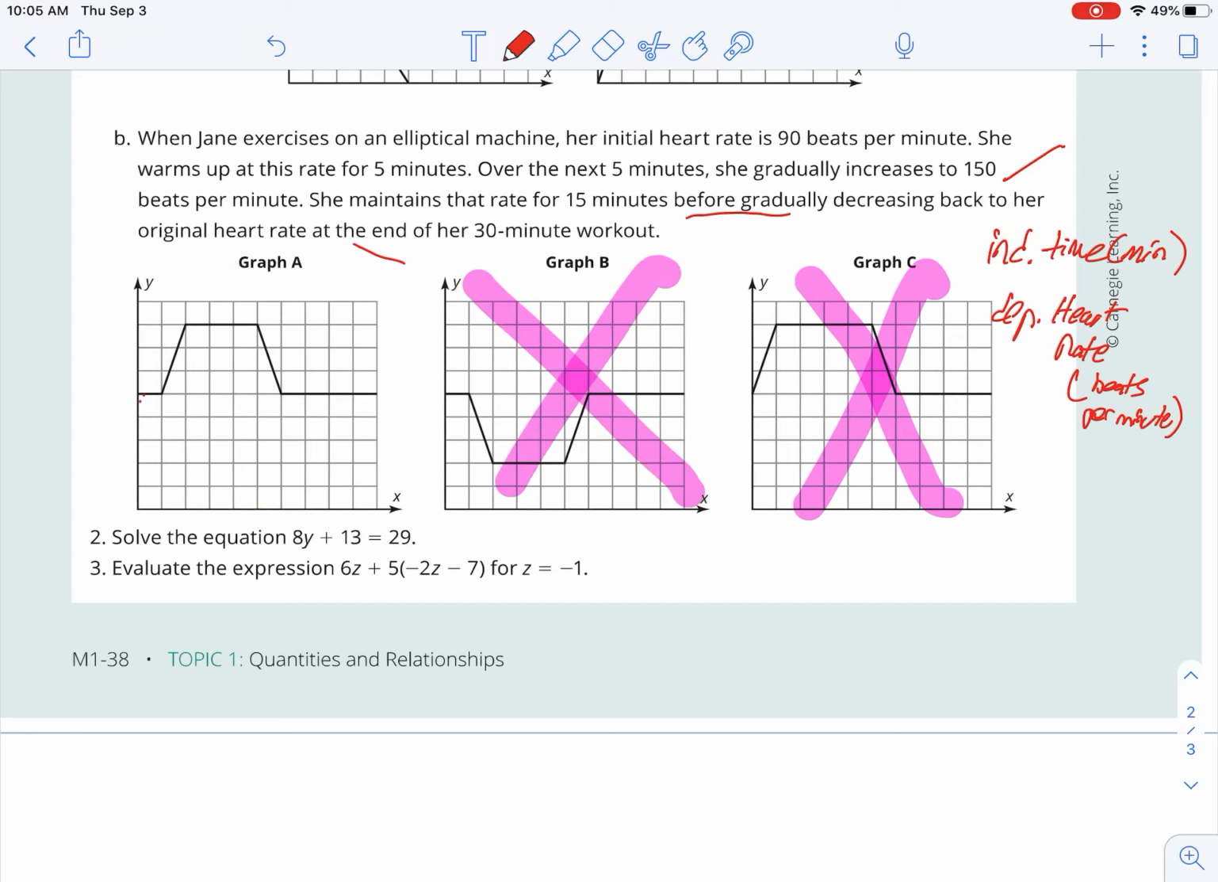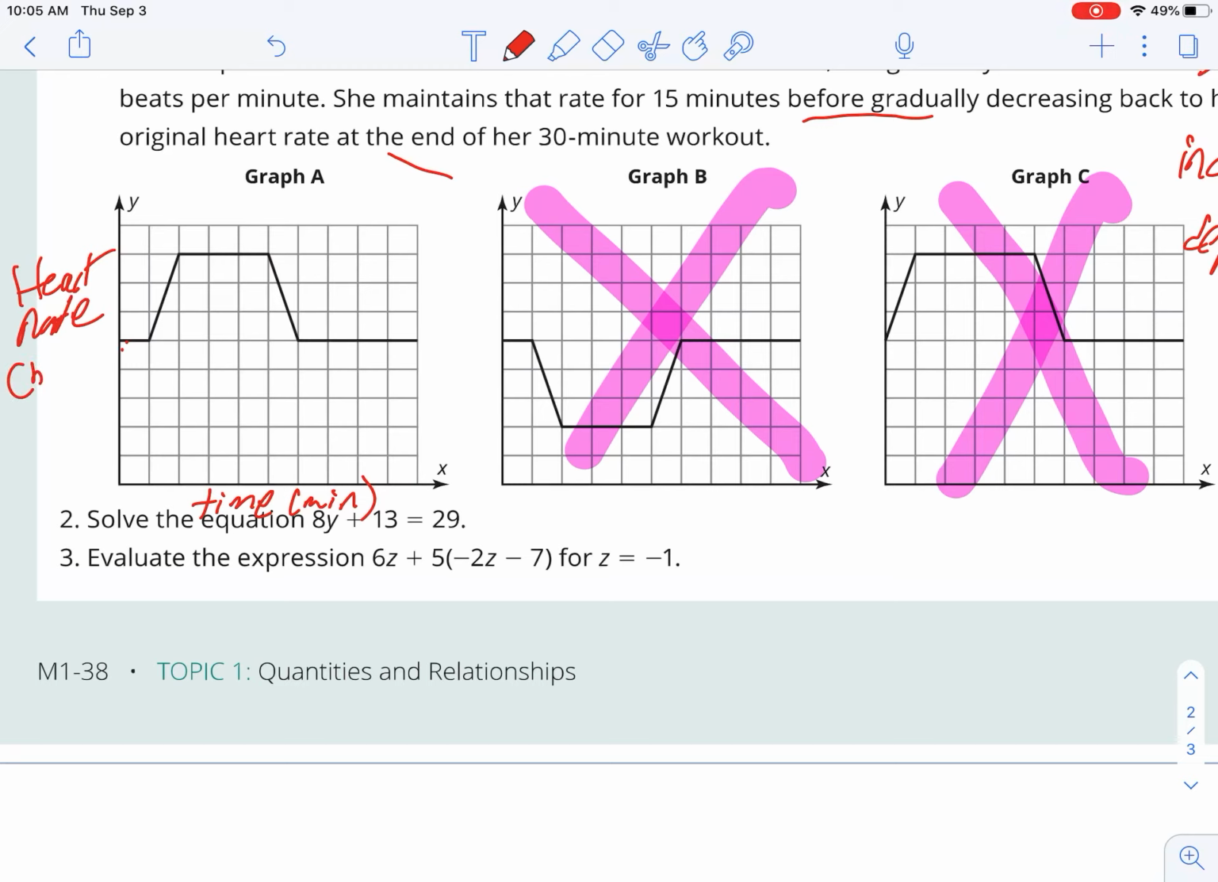Where things go, the independent is your time, and your dependent is going to be your heart rate, which is the Y, which is in beats per minute, okay? So right here, we warmed up, then we increased, and then we maintained, which is called constant. Then we decreased down to our original heart rate.